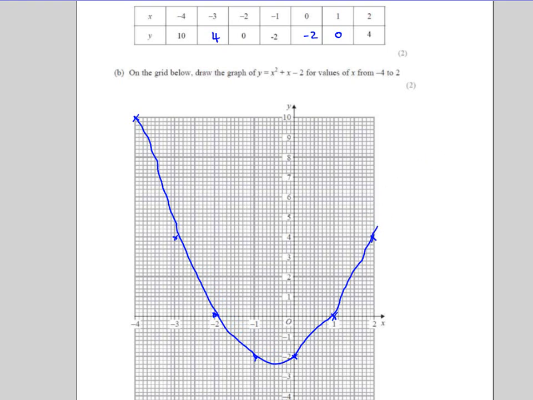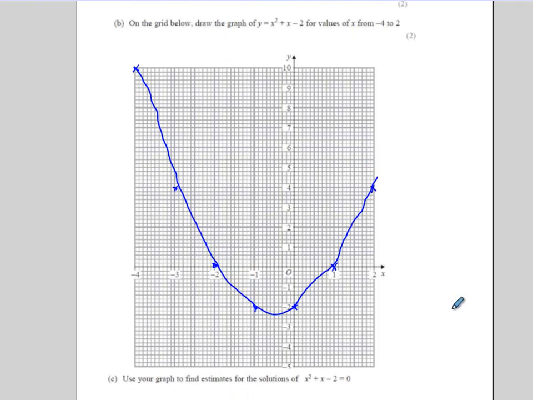Okay, let's look at the next bit. Use your graph to find an estimate for the solutions of x squared plus x minus 2 equals 0. First of all, you need to know this is the graph of y equals x squared plus x minus 2. You see? And you want to know when is that equal to 0.